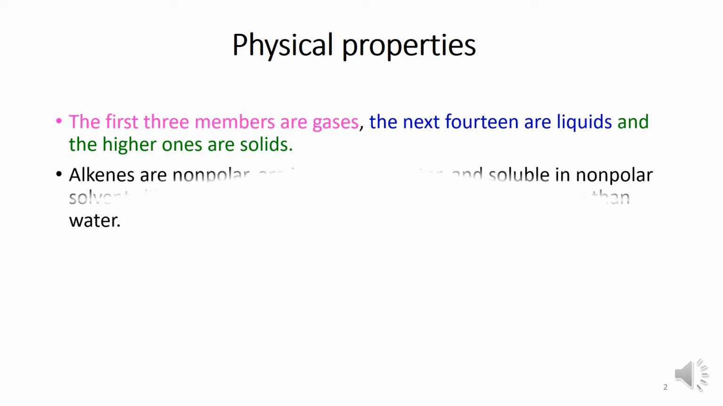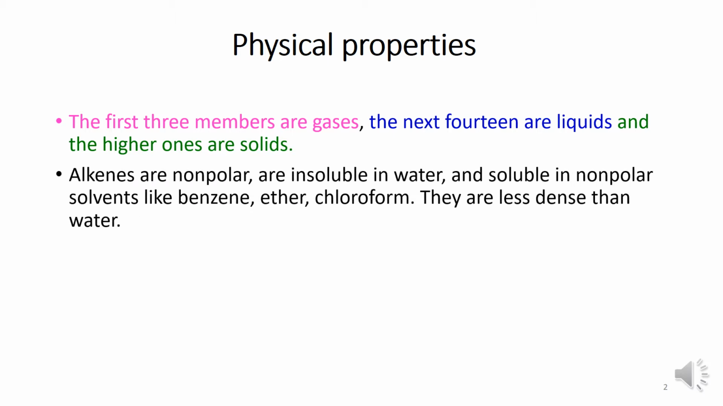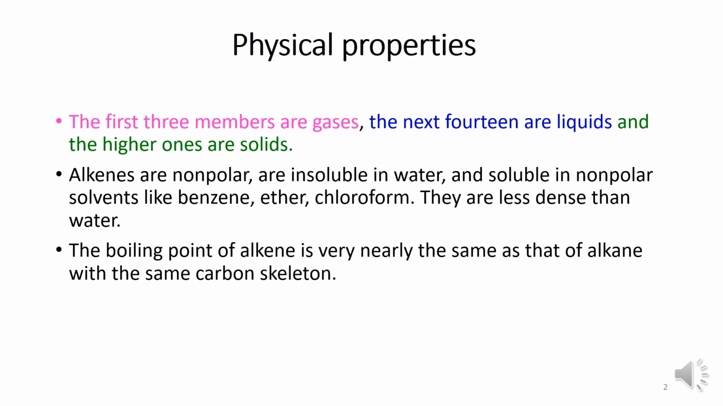Alkenes are nonpolar. They are insoluble in water and soluble in non-polar solvents like benzene, ether, chloroform, and they have less density than water. The boiling point of an alkene is very nearly the same as that of an alkane with the same carbon skeleton.